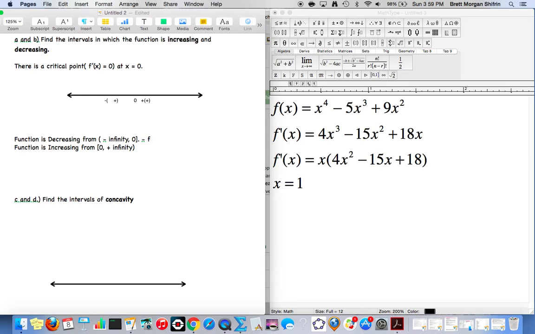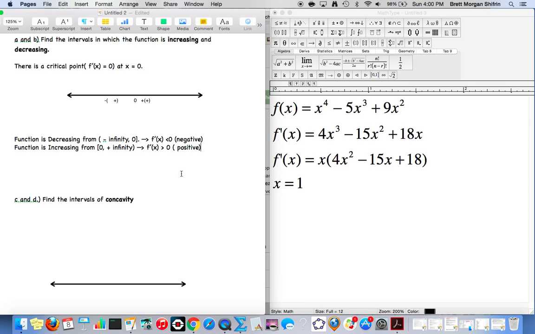Remember, if I look at this, this was when my first derivative was negative or less than 0. And this was when my first derivative was greater than 0 or positive.